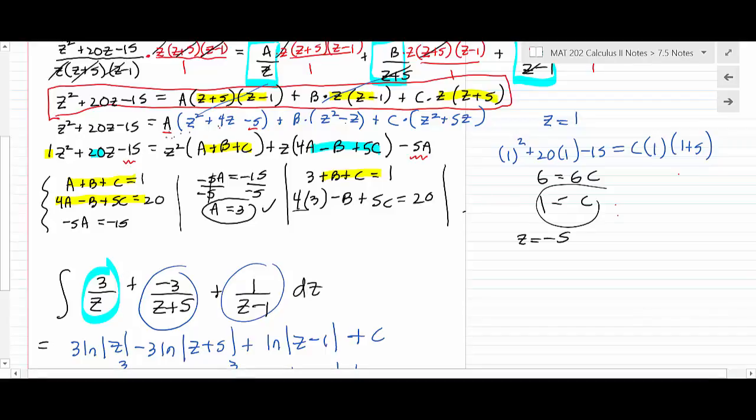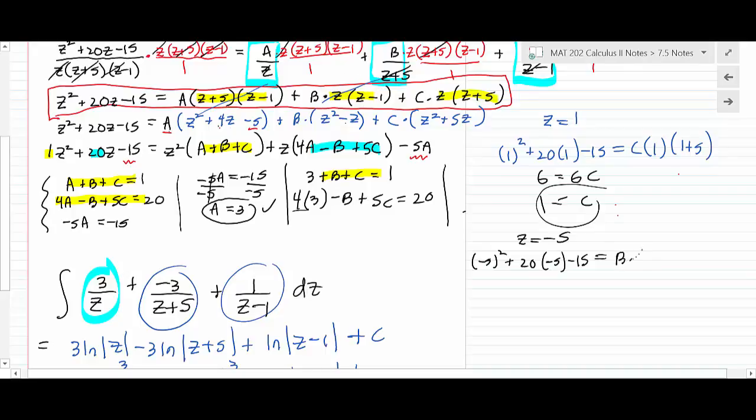So if z was negative 5, and I'll go back to this place I've got right here, this line right here, you would have negative 5 to the second plus 20 times negative 5 minus 15. Okay, everything with a 5 in it would cross out, so you'd be left with this middle part.